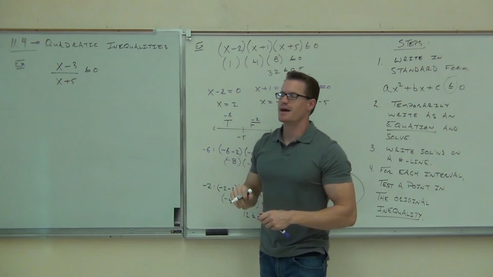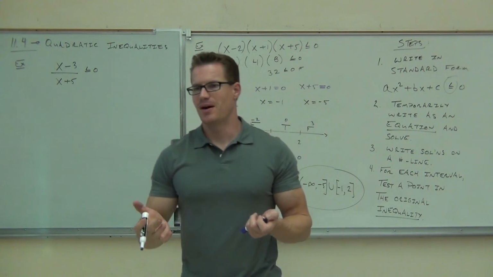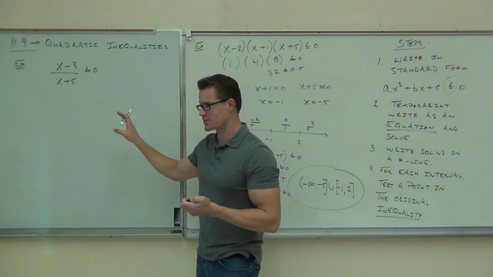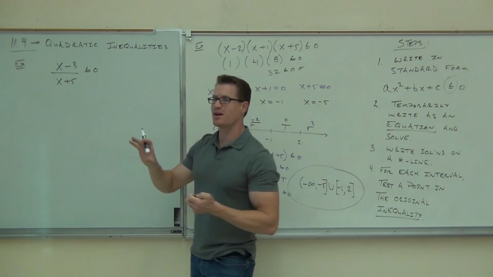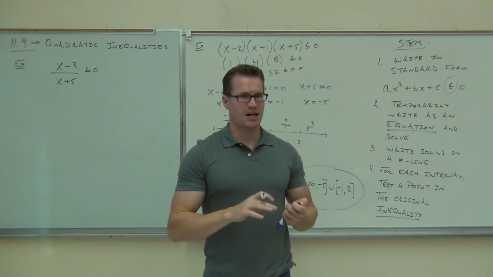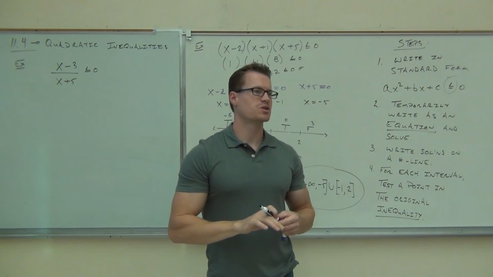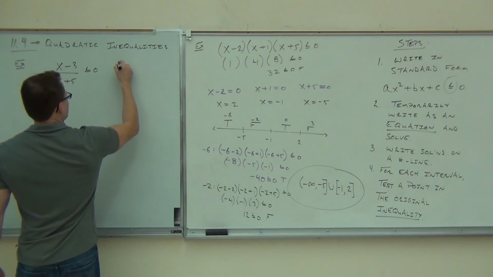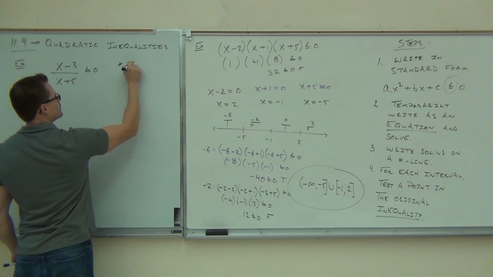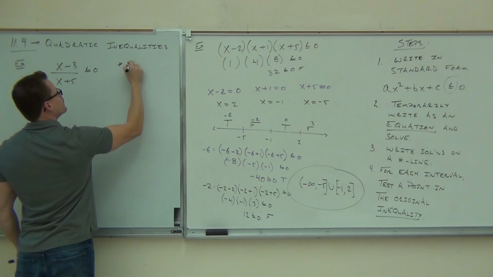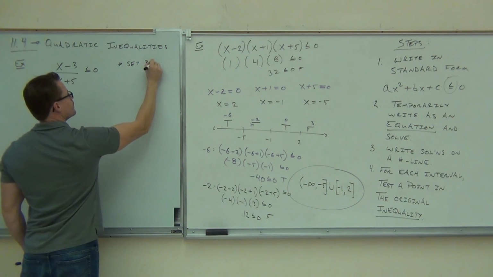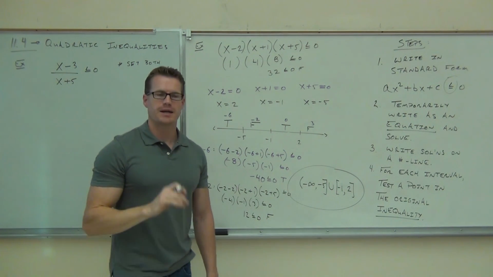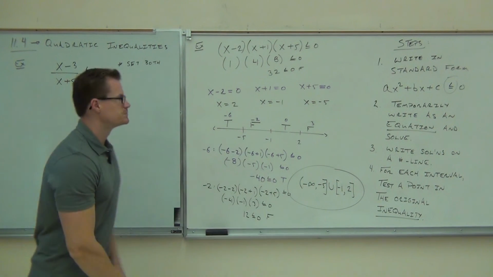Okay. Now, the last thing we got to talk about is rational inequalities. Now, I know these things don't look the best, but I'm going to prove to you that it's actually not that bad. Here's what you're going to do. You're going to set both the numerator and denominator equal to 0.